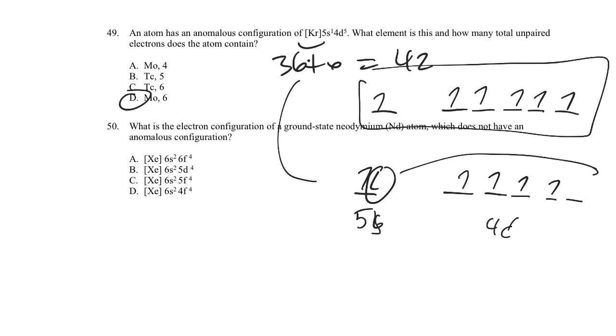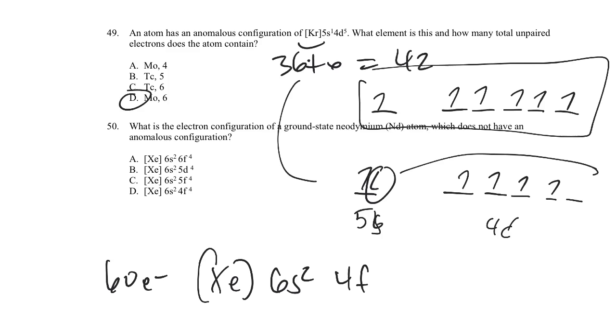Okay, so then what is the electron configuration of neodymium, which does not have one of these weird anomalous configurations? So let's look at our periodic table. It's element number 60. So 60 electrons have to go in. Nearest noble gas is xenon. Xenon 6s2, 4f, and then it's 4 across. And our double check here would be 54 electrons here, plus 2 for 56, plus 4 gives us 60. So you can count the electrons assigned and make sure that they match. So xenon 6s2 4f4.